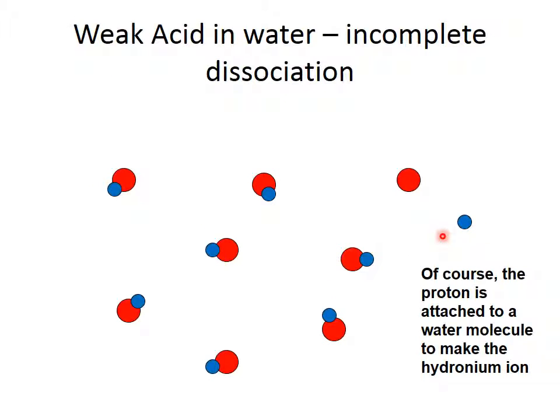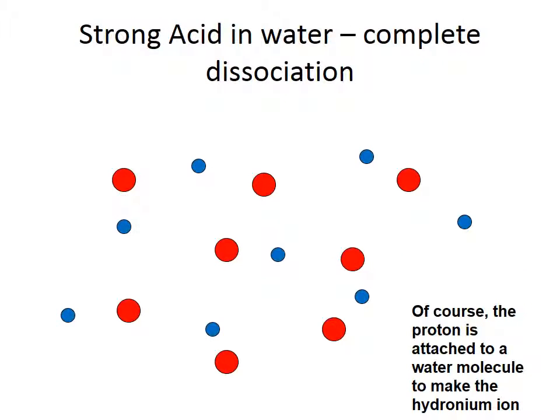So if I look at a picture of this, you can see most of these, if I consider the red to be the acid anion, and the little blue to be the hydrogen ion. If you have a weak acid, most of them are going to be stuck together. Only a few will be separated. Of course, in water, you are not going to have this naked. What is it going to be? Attached to a water molecule. But this gets the idea across.